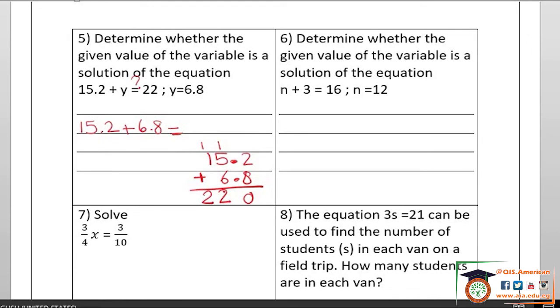Where is my decimal point? Just drop it here. So is it equal to 22? Yes, it's equal to 22. So y equals 6.8 is a solution.